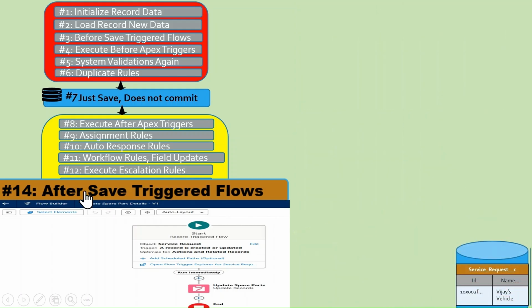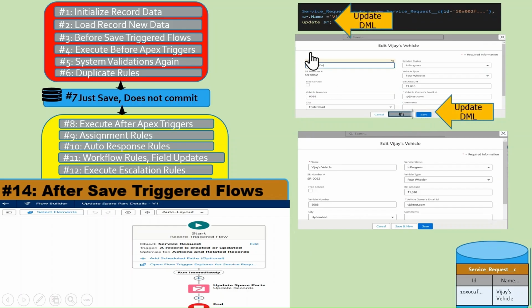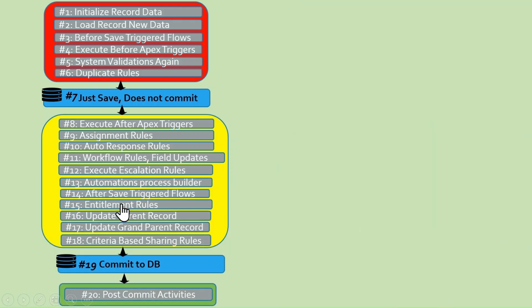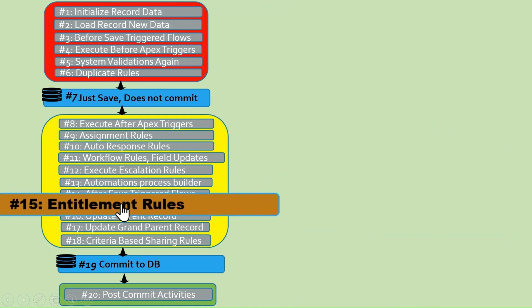Similarly, for the update DML, on click of save or on performing the update SR in the Apex, the order of execution starts and continues from the first to the 13th step, then it moves to the 14th. As part of the 14th step, it checks for the after save triggered flows. Since we have after save triggered flows for the service request, even for the updated case, it executes that after save triggered flow. If it doesn't find any after save triggered flows, it just moves to the next step, that is the 15th step, entitlement rules.